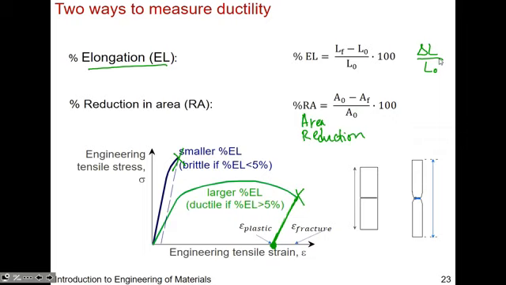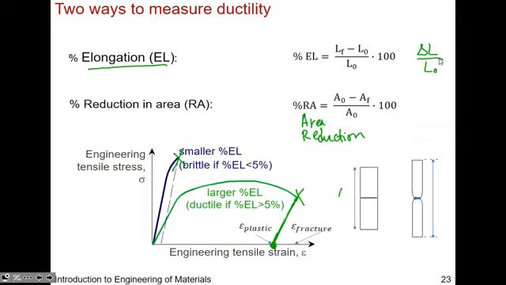And so the convention for defining what is a ductile material versus what is not a ductile material, when you calculate the elongation percent, if it's higher than 5%, it's a ductile material. If it's lower than 5%, it's called a brittle material, okay? So once again, just by convention.